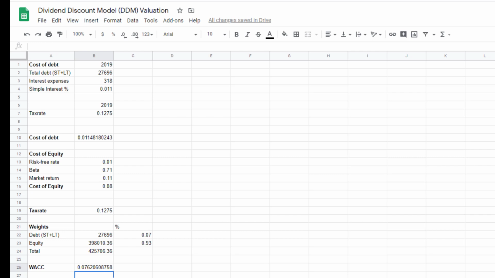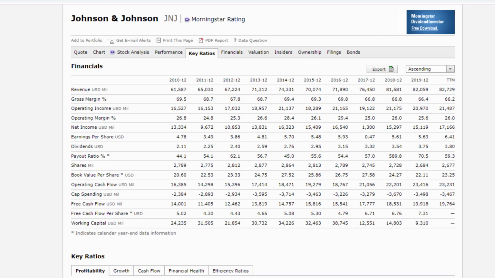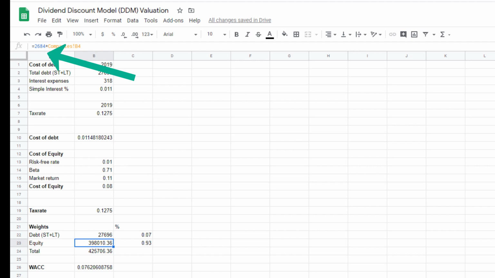The market cap is the total amount of shares times the current market price. On the key ratio tab of Morningstar we can find that the amount of shares at the end of 2019 was 2.6 billion, coupled with the current share price of $148, that would give us an approximate market cap of 398 billion. So that gives us the equity part of the equation, and we fill that in here in our sheet. So here you can see the 2.6 billion multiplied by the current share price, which I pull automatically on the other tab. So that gives us an equity of 398 billion. We already have the debt calculated from our previous calculation, so we just plug those numbers in.